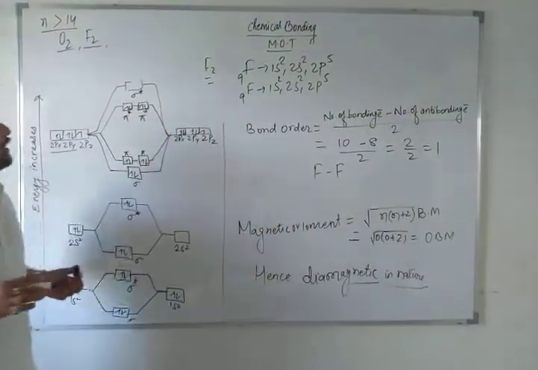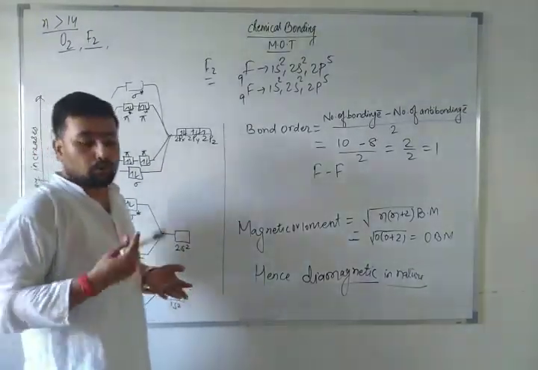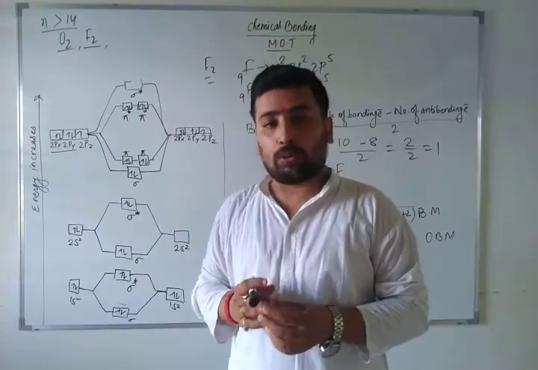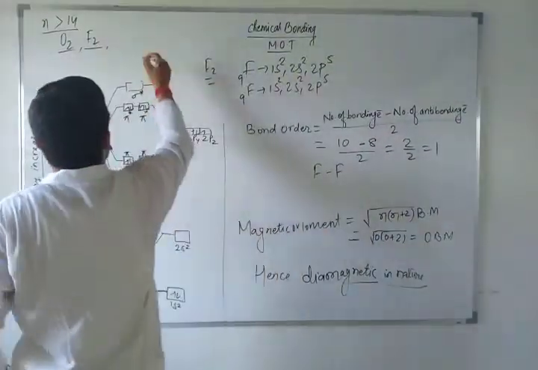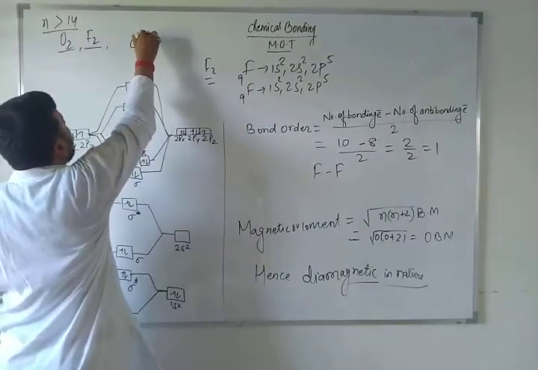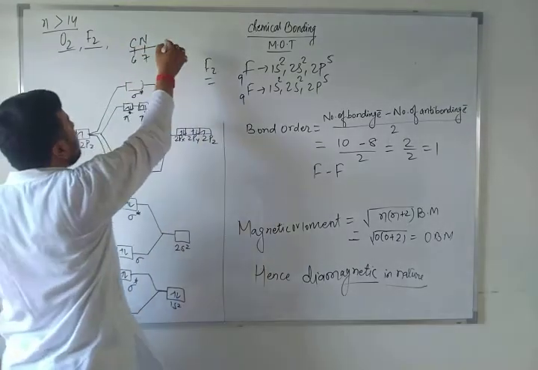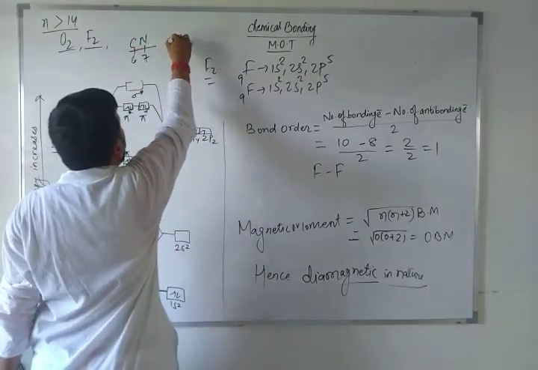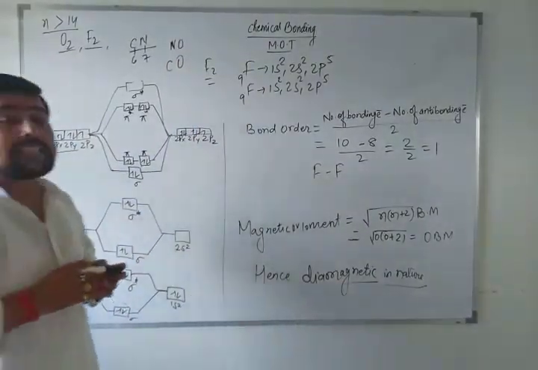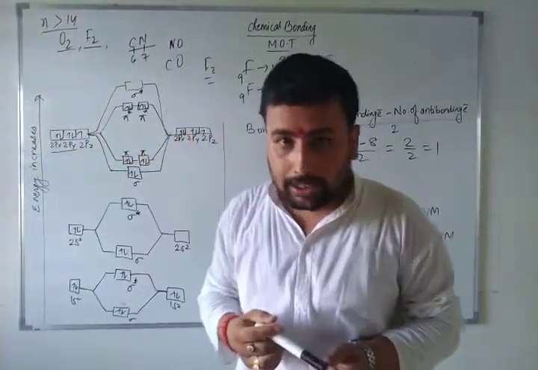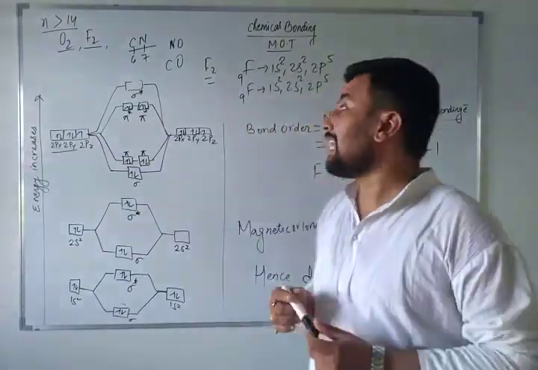Okay? Now, after understanding this concept, this was the homonuclear. Now I will talk about the heteronuclear, like CN, carbon 6, nitrogen 7, 13, nitrogen and oxygen, carbon and oxygen. Now in this case, what will happen if the number of electrons is greater than 14 or lesser than 14?